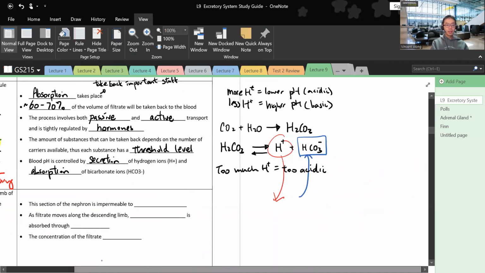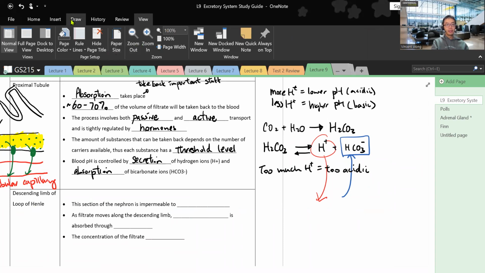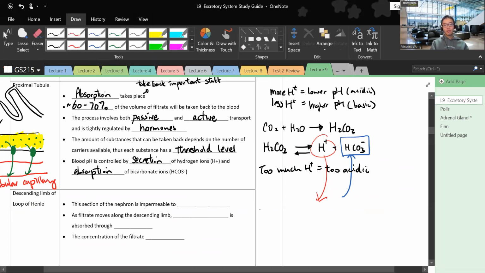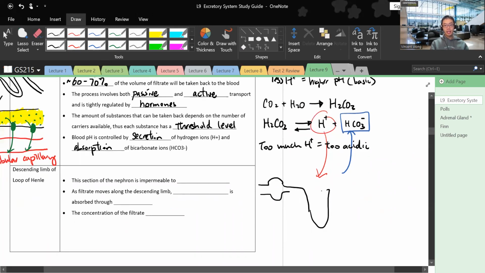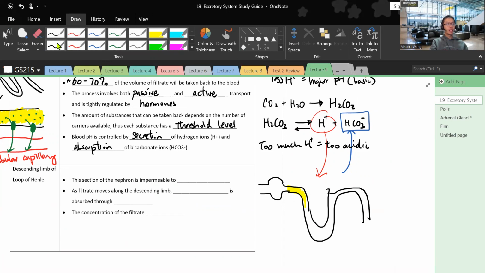Just ask anytime. Then after the proximal tubule, we're going to go down the descending limb of the loop of Henle. All right. Now, you're really going to have to watch the video for the full explanation here, okay? I'm just going to briefly explain it here for you. The loop of Henle has two parts: the descending limb and then the ascending limb. Here's the filtrate that's coming off from the proximal tubule. We already absorbed a bunch of stuff, 60-70% of it, but there's still a lot we can take back.